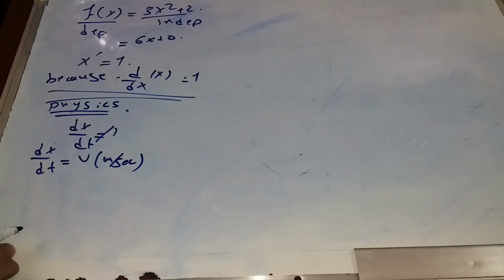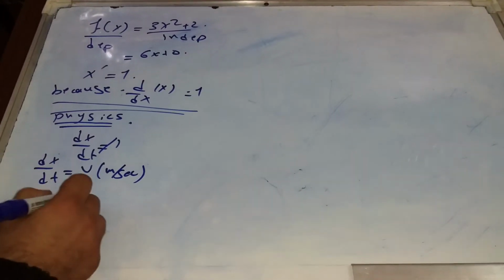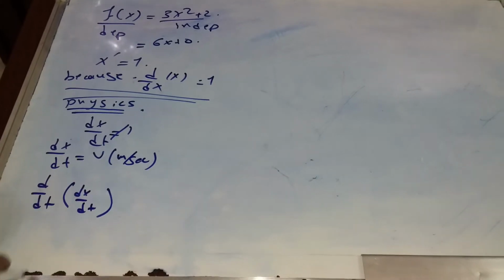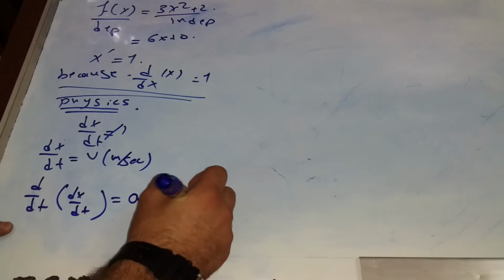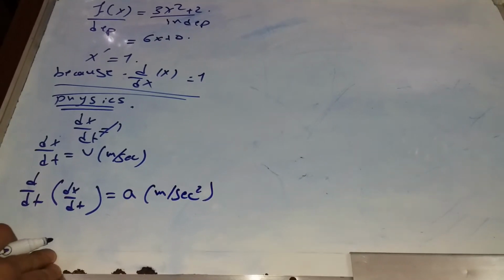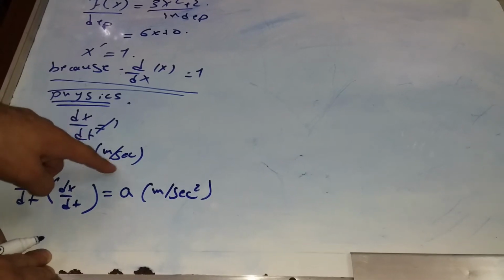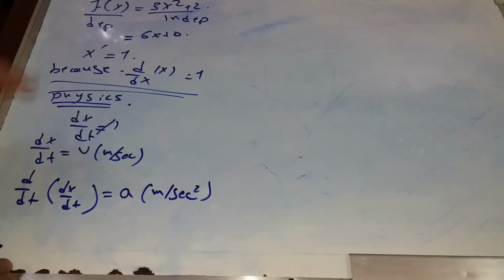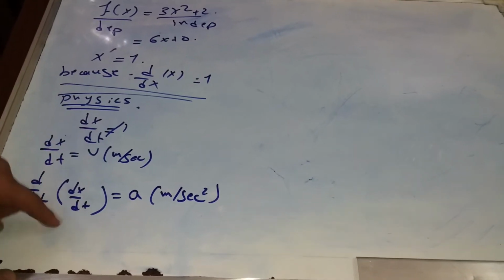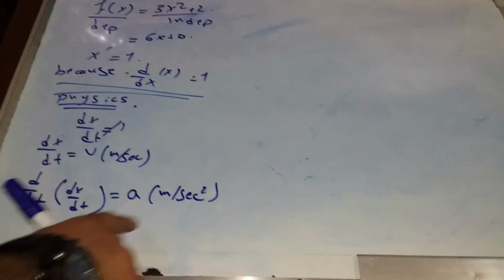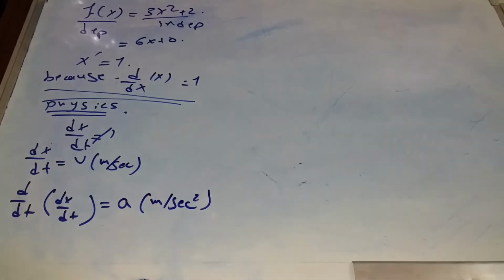Then if we take the second order derivative with respect to time for x, it will give us a, which is meters per second squared. Then dx by dt gives v, which is measured in meters per second in SI unit, and the double derivative with respect to time of x is going to be equal to a, which is the acceleration of the body, measured in meters per second squared.